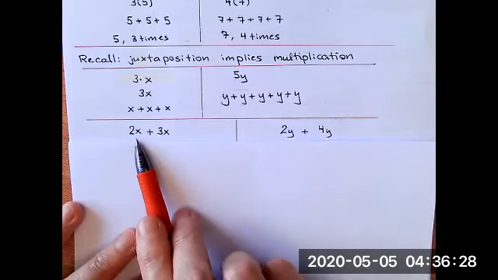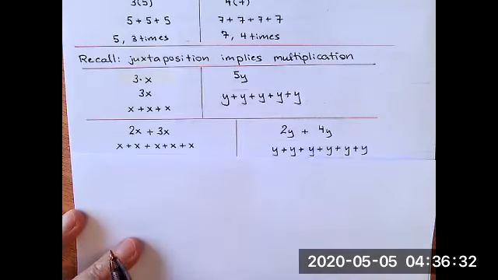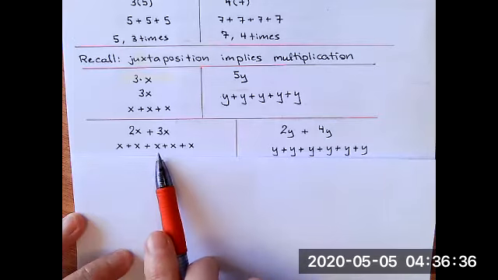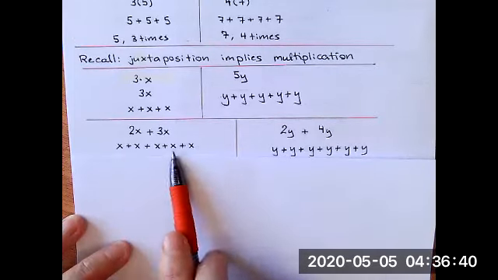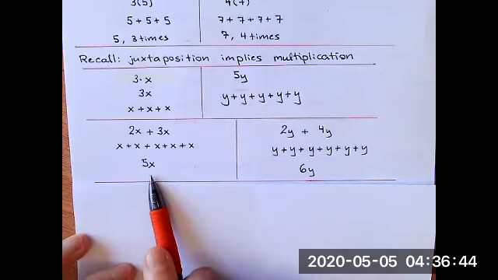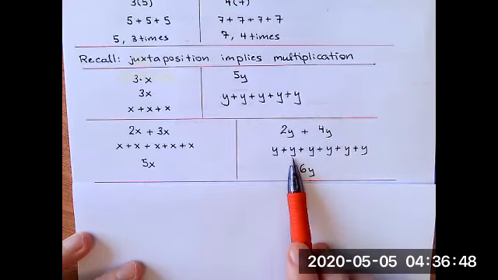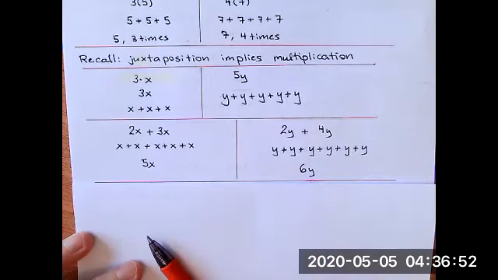So what happens if you add 2x and 3x? Well, 2x is x plus x. 3x is x plus x plus x. So you have a total of 5x. 2y and 4y is 2 y's plus 4 more y's for a total of 6y.